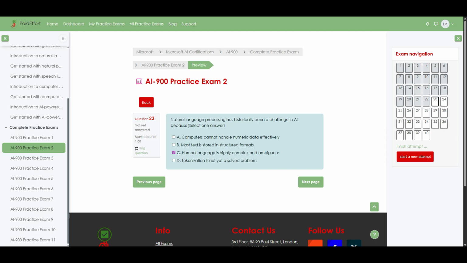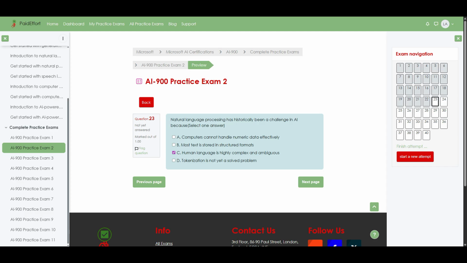Now let's look at the incorrect options. Option A, computers cannot handle numeric data effectively, is actually not true at all. Numeric processing is a strength of traditional computing systems. It's text and language that pose challenges. Moving on to option B, most text is stored in structured formats. That's also incorrect. In fact, most text data exists in unstructured formats like emails, social media posts, and articles, exactly the kind of content that NLP is designed to understand.